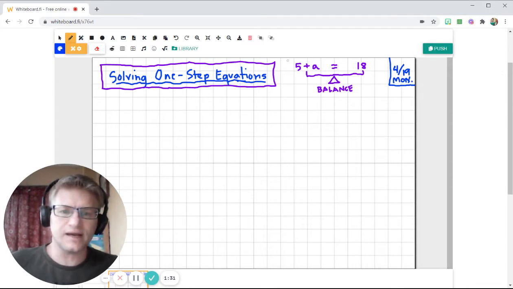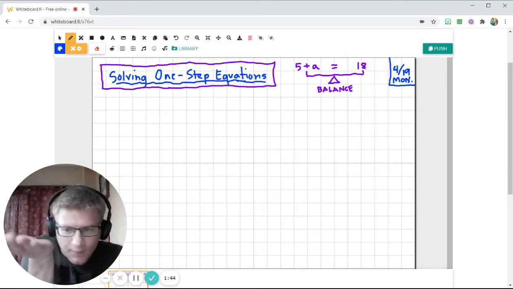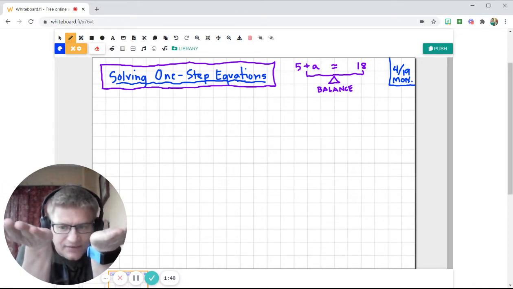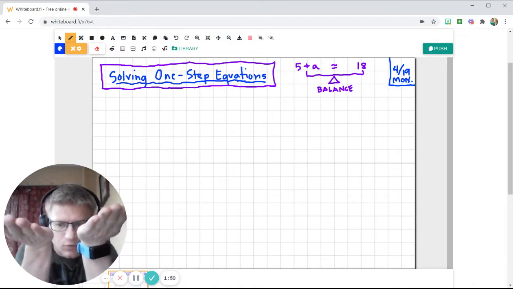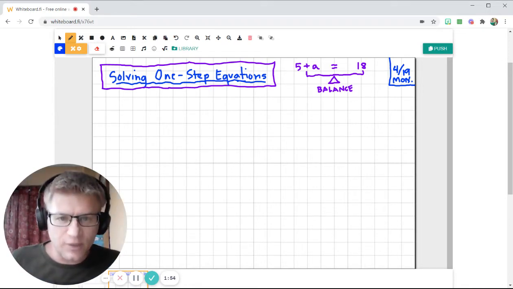Then I drew this little diagram and I put on one side 5 plus a, and on the other side I put an 18. Now that equal sign represents that these two things are in balance. The 5 and a is on one side, I'm holding it, and the other side is an 18, and they are exactly even. That's what that equal sign means. An equation means equal. So the two sides of our equation are equal.